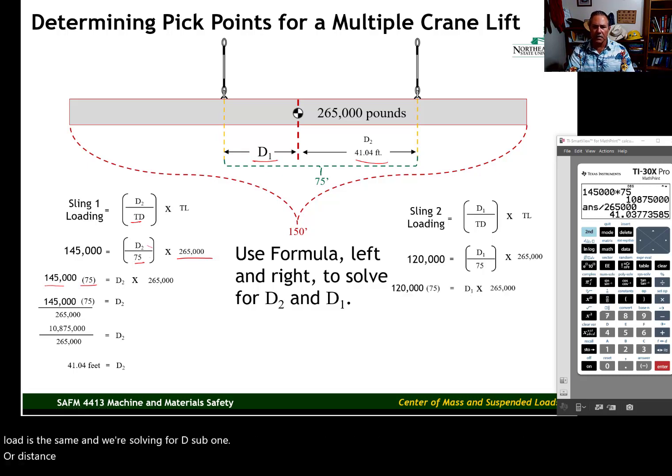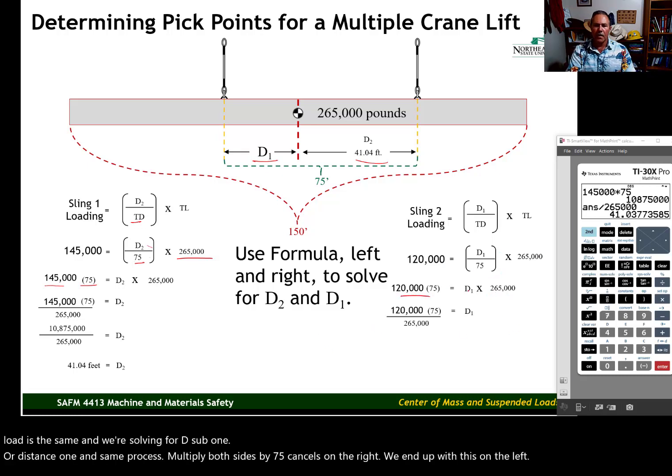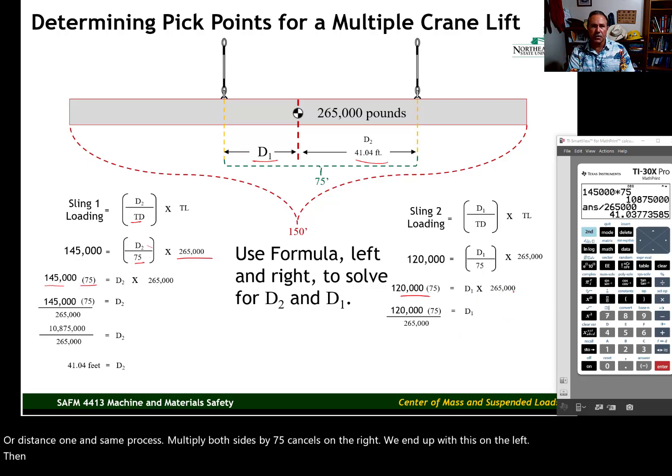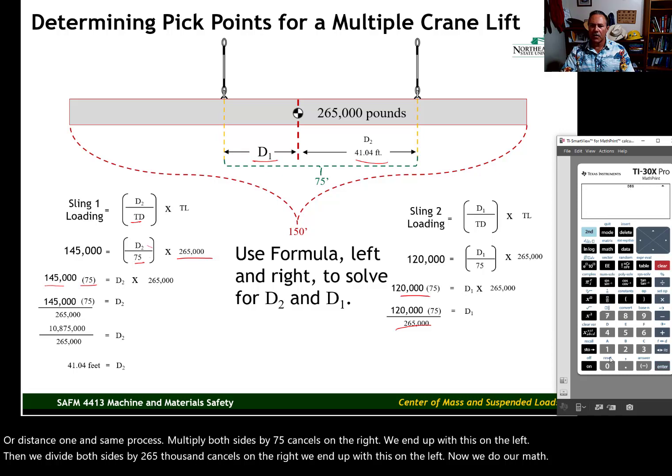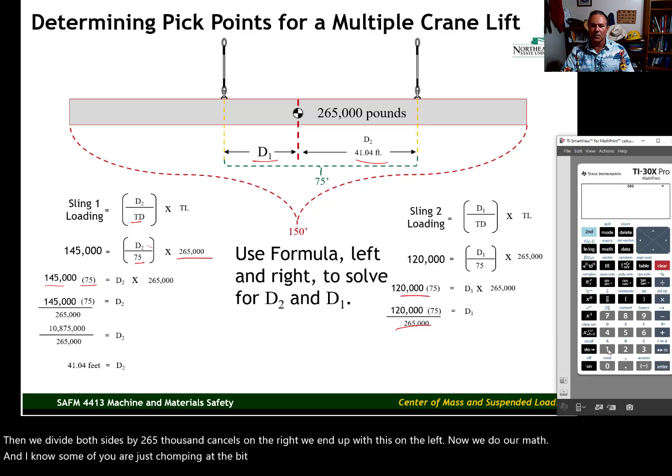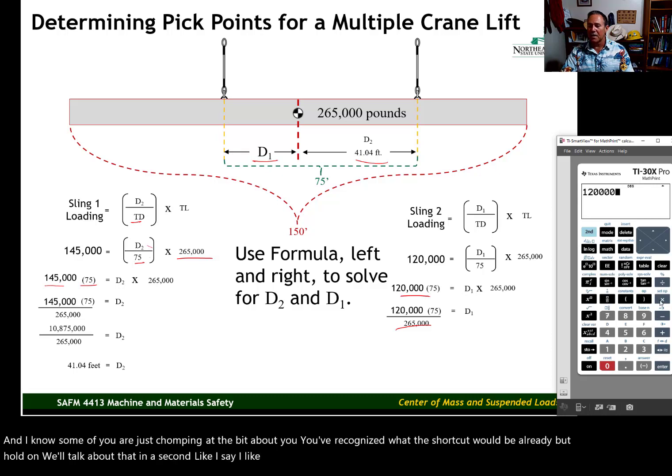And same process. Multiply both sides by 75, cancels on the right, we end up with this on the left. Then we divide both sides by 265,000, cancels on the right, we end up with this on the left. Now we do our math. And I know some of you are just chomping at the bit, you've recognized what the shortcut would be already. But hold on, we'll talk about that in a second. Like I say, I like to go through all the steps, step by step, so nobody gets lost. 120,000 multiplied by 75.